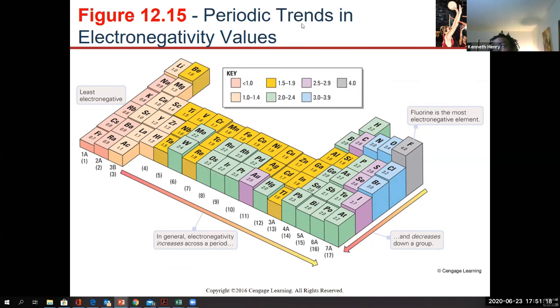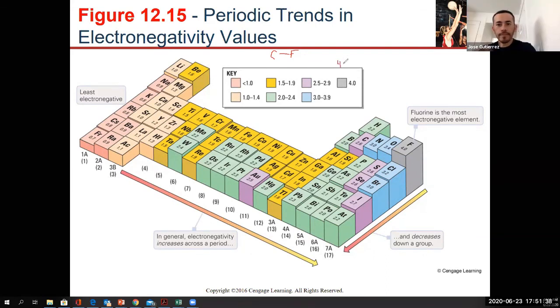So fluorine, if it's going to be sharing with carbon, carbon has a 2.6, fluorine has a 4.0. So fluorine is going to be much stronger than carbon, so the electron is going to spend more time with fluorine than it does with carbon. So the way you determine where the electron is going to spend more time in a bond between C and F is by looking at their numbers. Fluorine has a 4, and carbon has 2.6. If you subtract the smaller number from the larger, that'll give you a range.